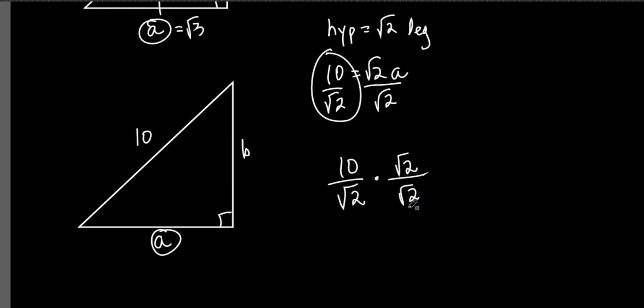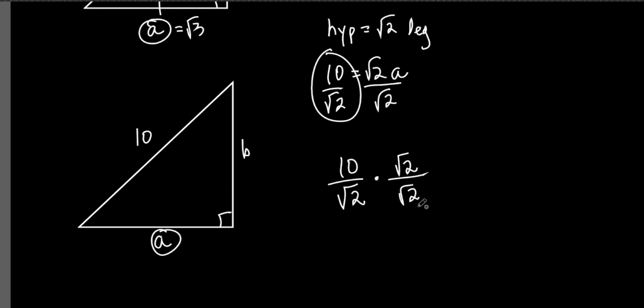Everybody look. You guys seem like you're losing me. Let's hang on. Why can we do that? Well, because what's anything divided by itself? It's equal to 1. So do I change the value of this by multiplying by a 1? No, I don't change the value at all.